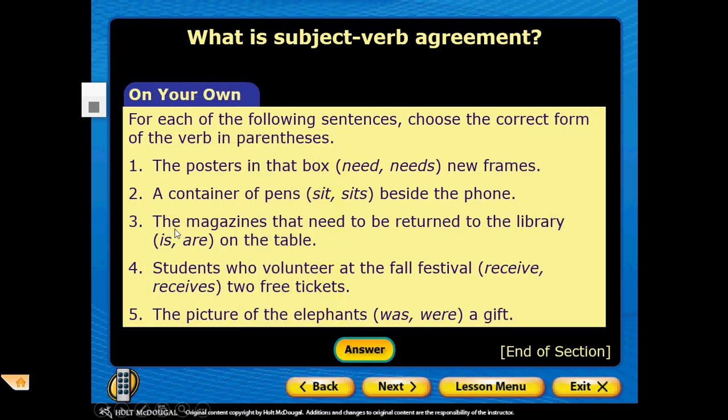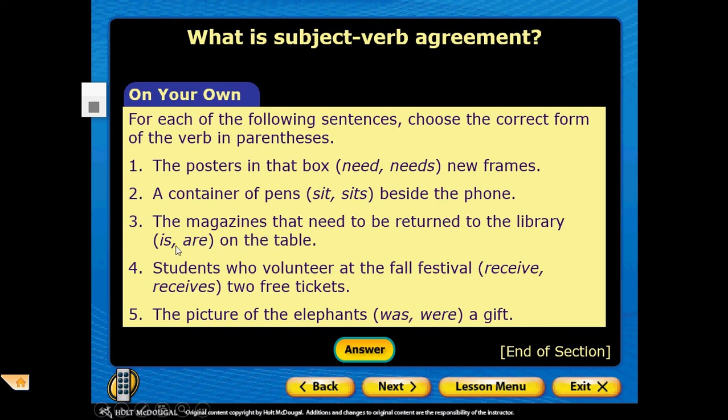The magazines that need to be returned to the library are on the table. So what's on the table again? We need to ask ourselves this question again and again, time and again. Are we talking about the magazines or are we talking about the library? I think we are talking about the magazines, so the subject. Does it have an S? Yes. So we have had enough S's for this sentence.